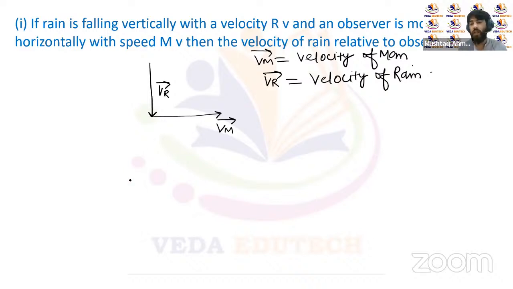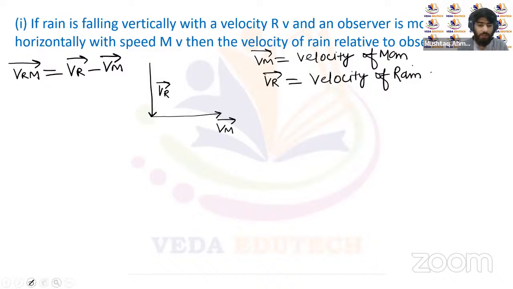Now we have to find how the man is going to observe the rain falling. So we have to find the velocity of rain with respect to man. Velocity of rain with respect to man will be velocity of rain minus velocity of man. That's the relative velocity of the two objects.